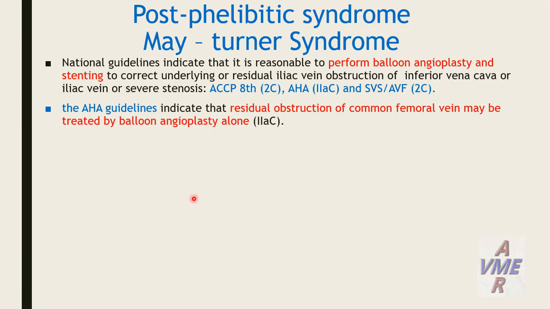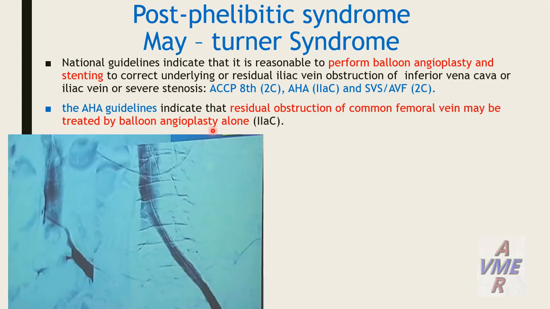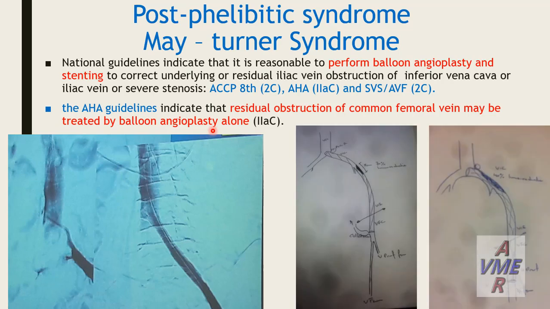American Heart Association guidelines indicate that residual obstruction of the common femoral vein may be treated by balloon angioplasty alone without stenting. This is a picture of a lesion present in the left common iliac vein that has been treated by stenting.